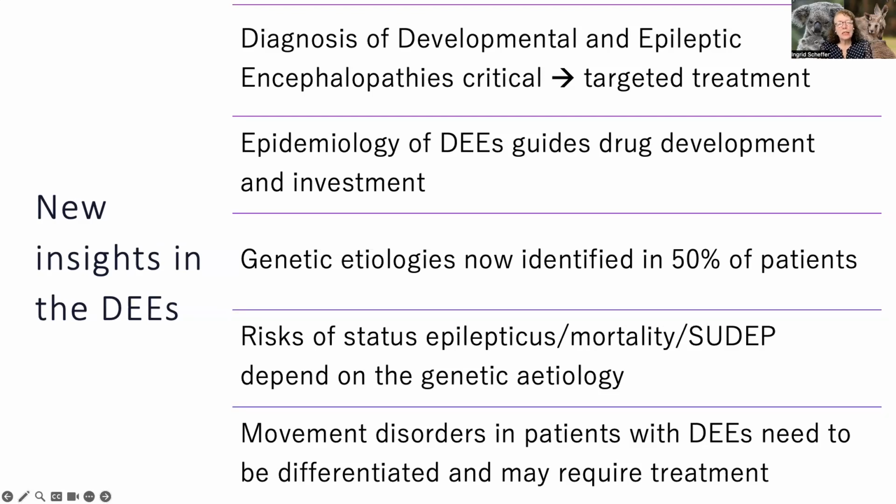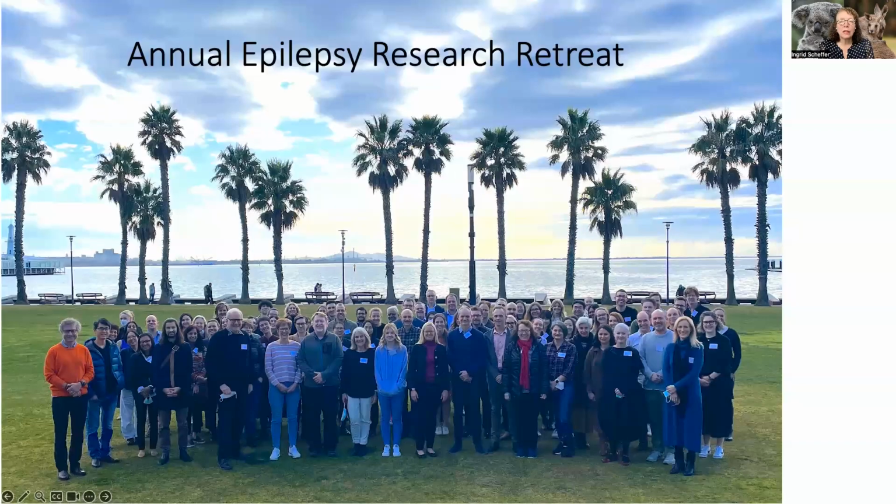The epidemiology of DEEs has found 1 in 591 children have a DEE, and this will guide investment, policy work, and drug development. We can now find the genetic cause in 50% of patients with developmental and epileptic encephalopathies. But these different genetic diseases differ with regard to their risks of status epilepticus, mortality, and sudden unexpected death in epilepsy rates. And so understanding the gene informs your management and counselling for families. And movement disorders in patients with DEEs need to be differentiated and may require treatment in their own right.